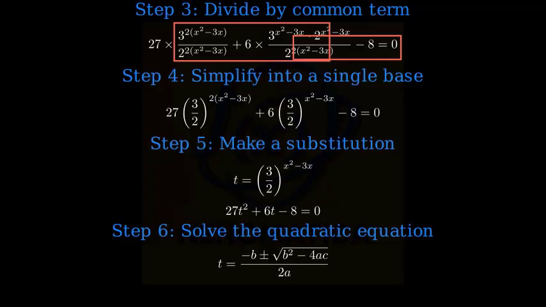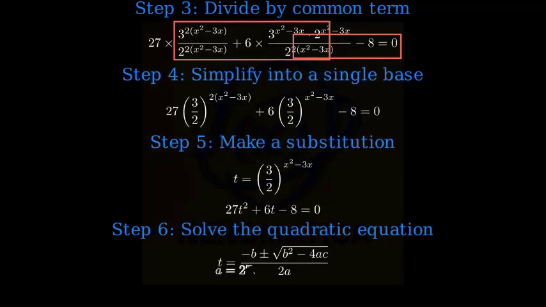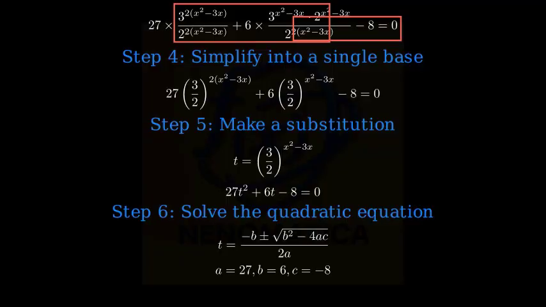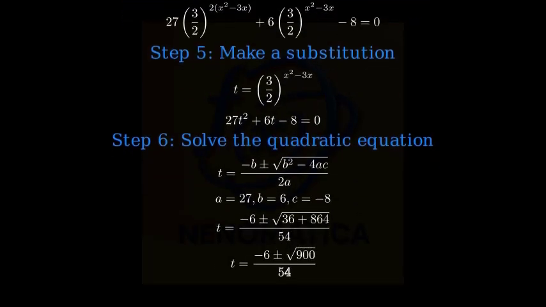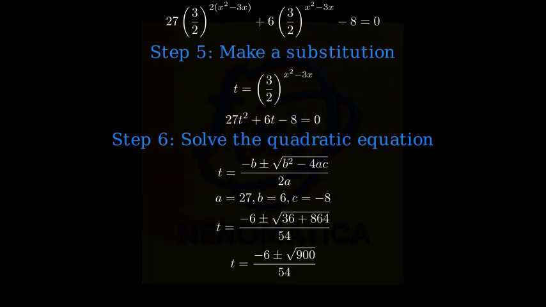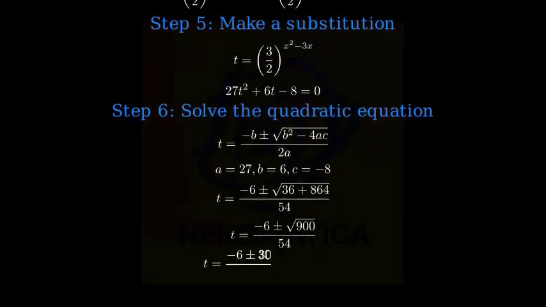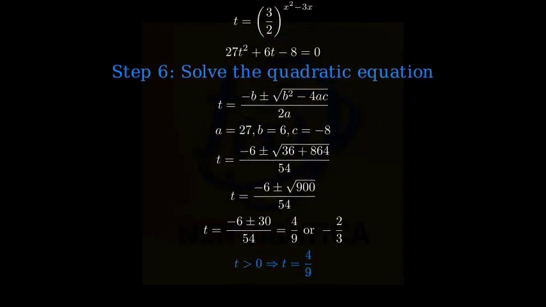In our case, a equals 27, b equals 6, and c equals negative 8. Substituting these values, we get t equals negative 6 plus or minus the square root of 36 plus 864, all divided by 54. This simplifies to t equals negative 6 plus or minus the square root of 900, all divided by 54. Taking the square root, we get t equals negative 6 plus or minus 30, all divided by 54. This gives us t equals 4/9 or negative 2/3.